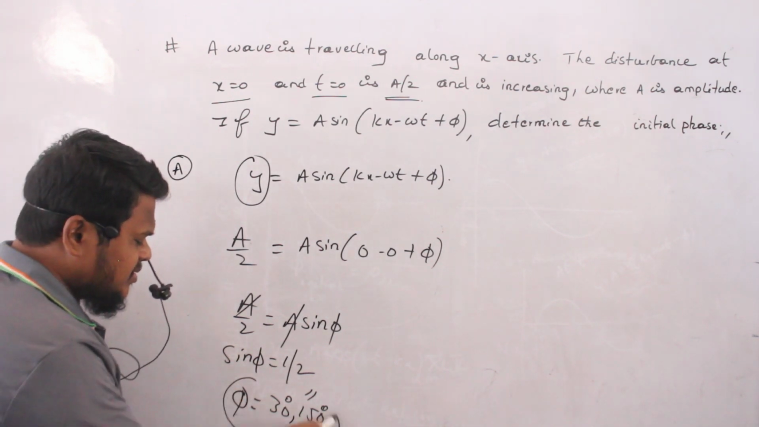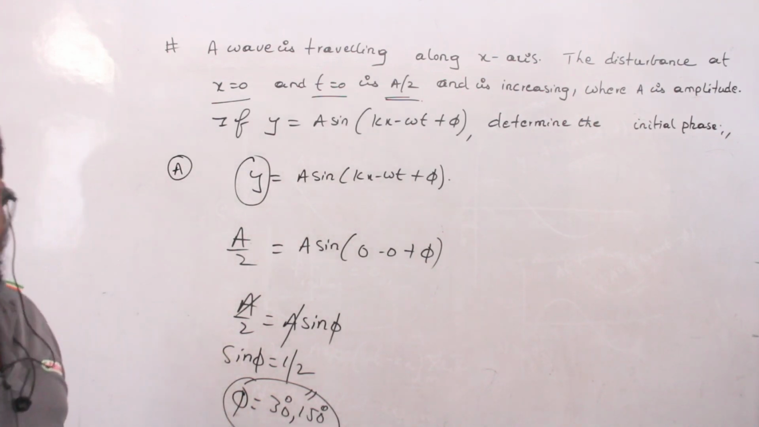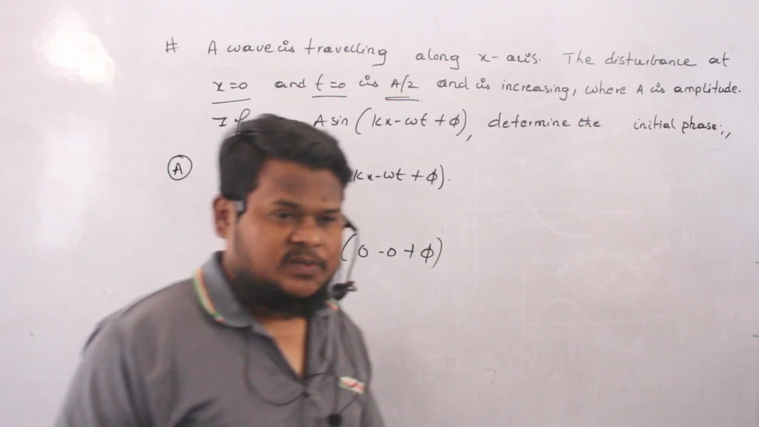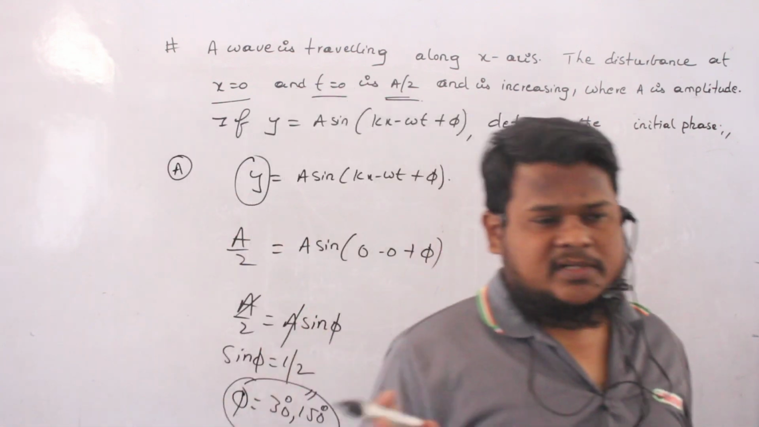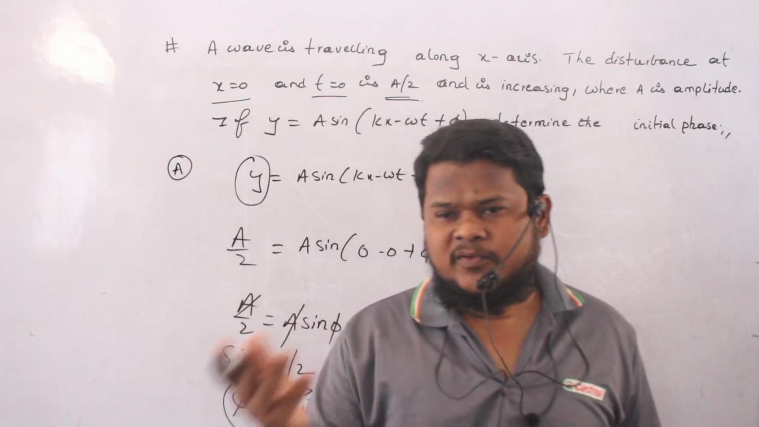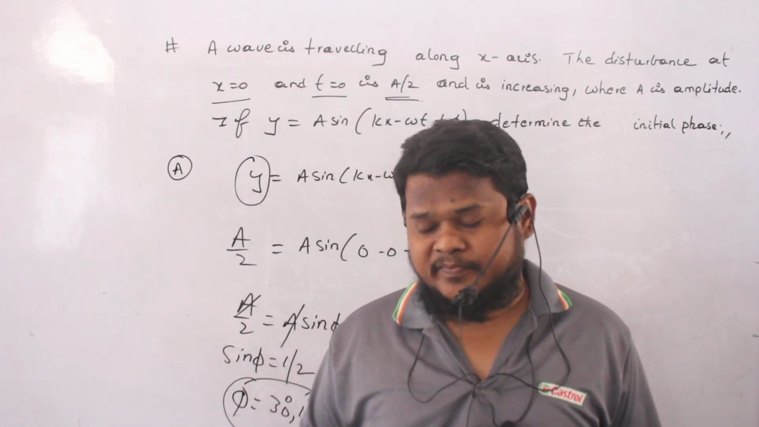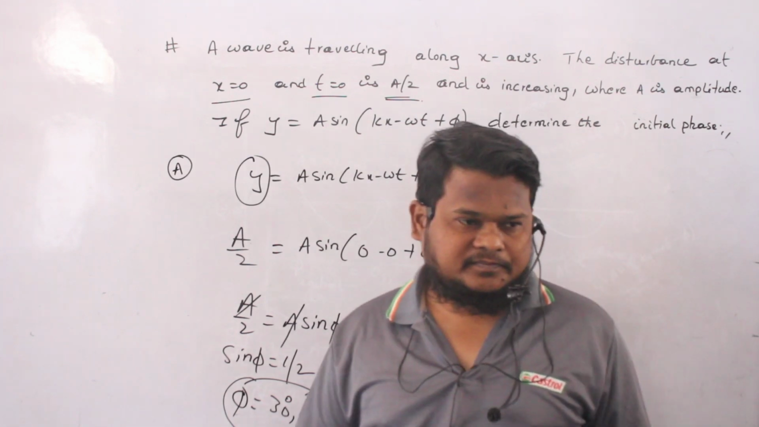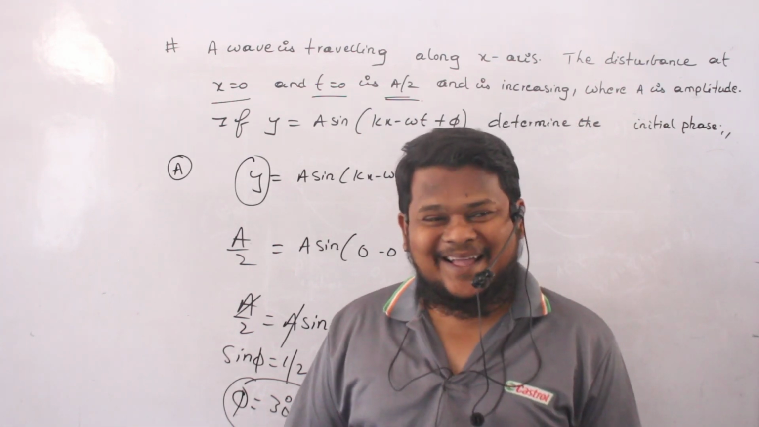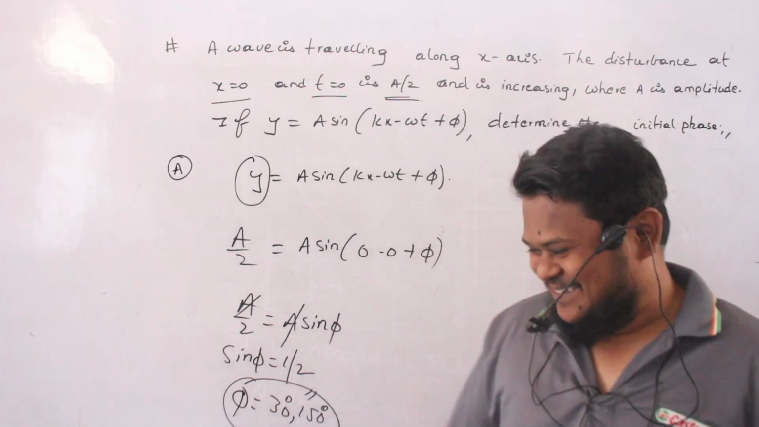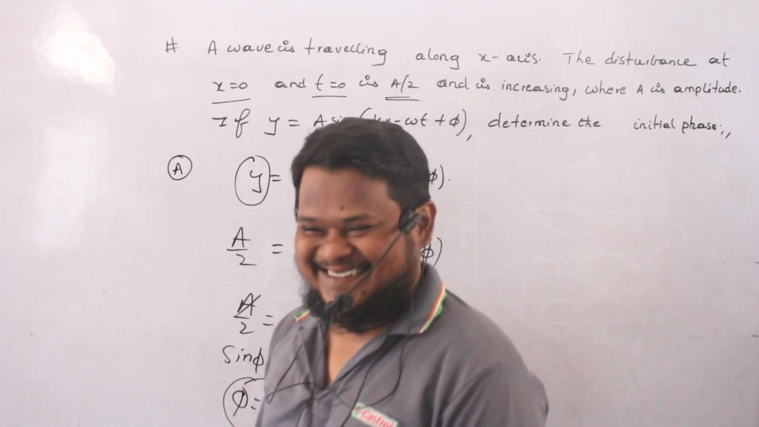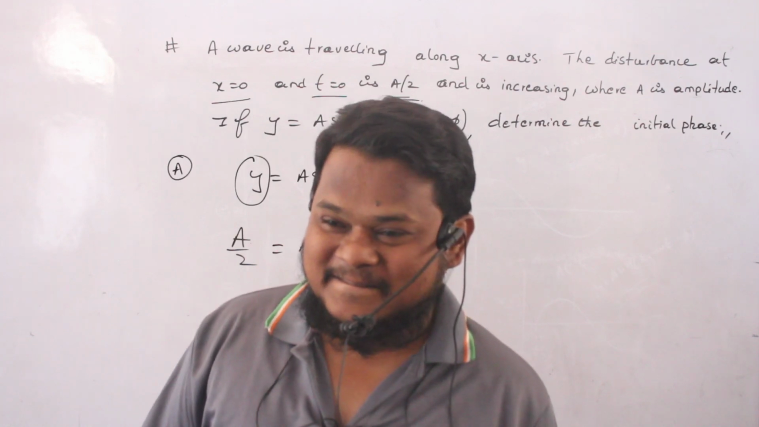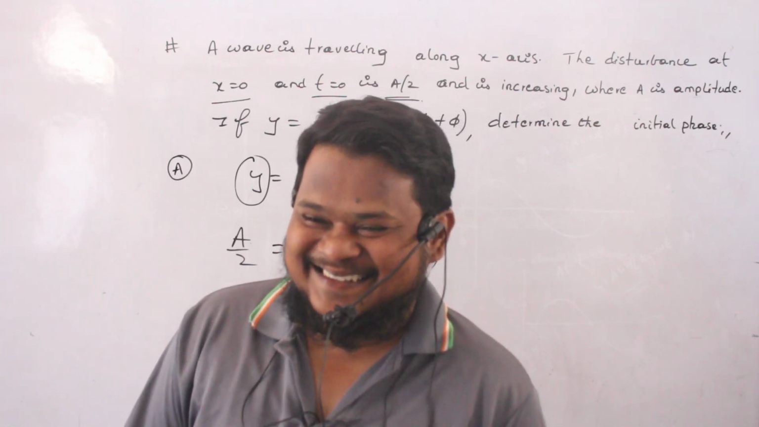So phi can be 30 degrees and also 150 degrees. But both phases at the same time is not possible. So any one of them should be correct: either 30 degrees or 150 degrees. So which one is correct now? Let us see.